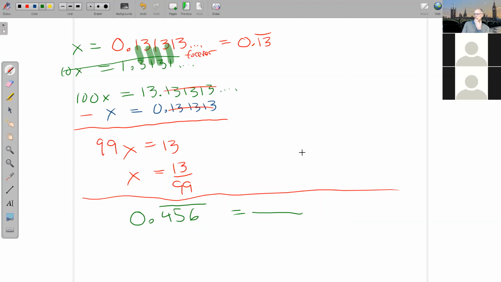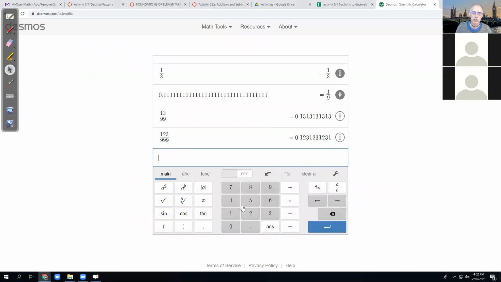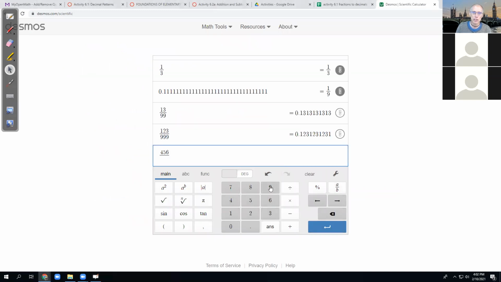No guesses. Hopefully you're checking on your calculator. I get too excited and do that too fast. Sometimes I get all too excited about this stuff. Oh, we got a suggestion. The suggestion is it is 456 over 999, and that is correct if we plug that into a calculator to check it out. 456 over 999, 0.456, and it just keeps on going.